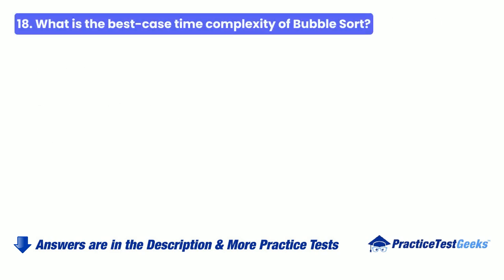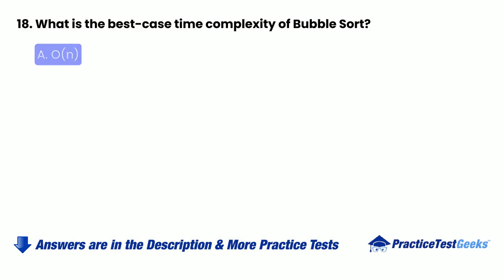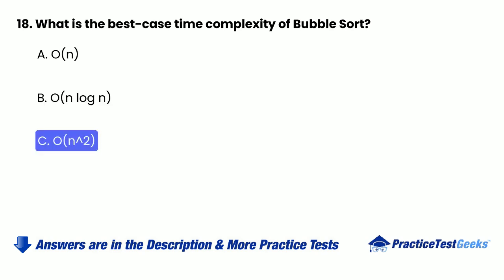18. What is the best case time complexity of bubble sort? A. O of n. B. O of n log n. C. O of n squared. D. O of 1.